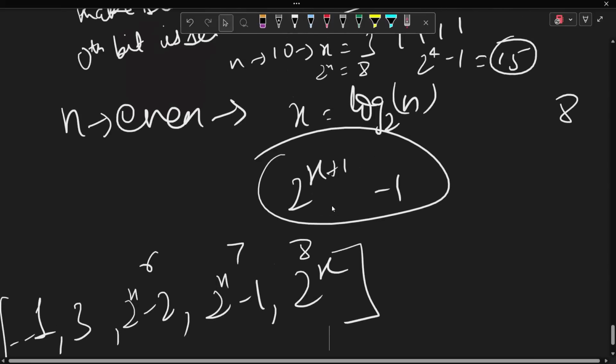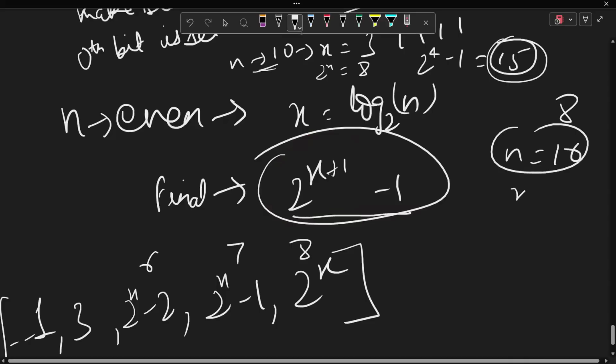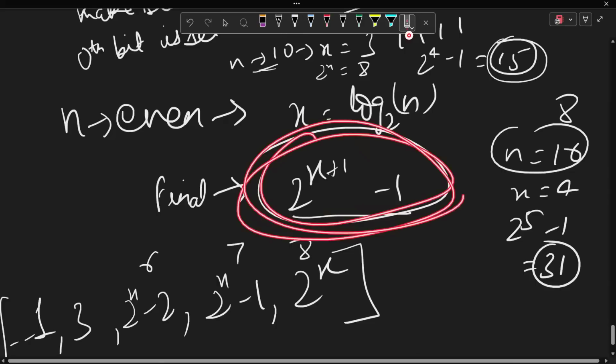So what I would do for any n, I would take log base 2 of n to find the highest set bit. The final k that I am trying to make is 2 to the power x plus 1 minus 1. So for n equal to 10, this is going to give me 15. For n equal to 16, x would be 4, so 2 to the power 5 minus 1 is 31. So 31 is what we are trying to make. I hope you got this.